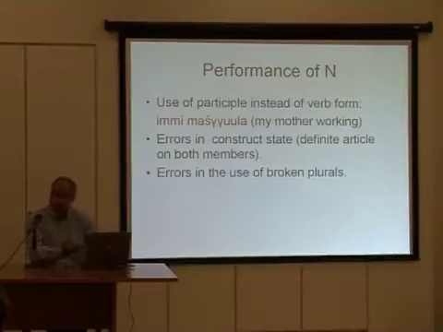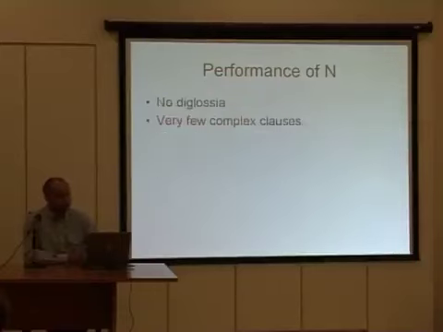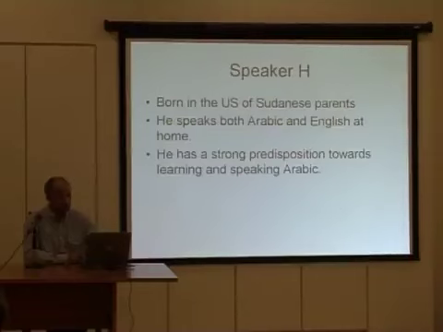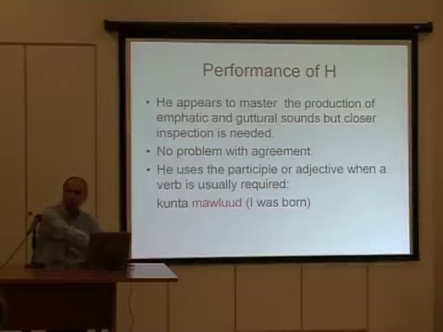The reason they are using that is that it's the simple form. The inflected verb is more complex than the participial form, which is a nominal pattern. When you look at the statistics of heritage speakers, you find more nominal patterns than verbal patterns in their speech. Errors in the use of construct states: for example, kitab al-walad, they will say al-kitab al-walad, duplicating the definite article. Errors in the use of the broken plurals with this one. No diglossia, very few complex sentences. So the fluency is very limited. Here we get the speaker of Sudanese, both parents from the Sudan. Again, not to spend so much time on this, you say, kuntu mawlud, I was born.